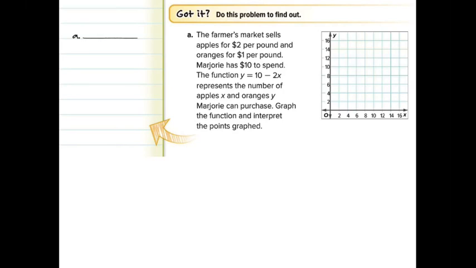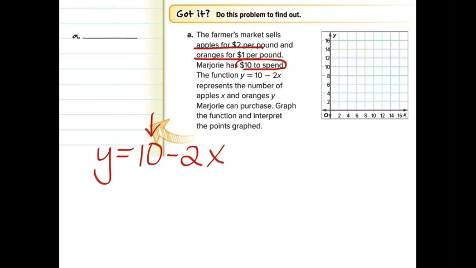Okay, here we go. So let's take a look at an example on our own. Example A says, the farmer's market sells apples for $2 per pound, oranges for $1 per pound, and Marjorie has $10 to spend. Our equation is y equals 10 minus 2x. Okay, $10 is the money she has.